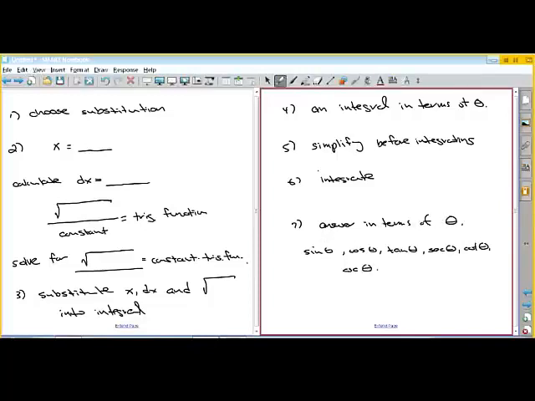So your answer is going to be in terms of theta or any of the 6 trig functions. And then you substitute back to get the solution in terms of x.